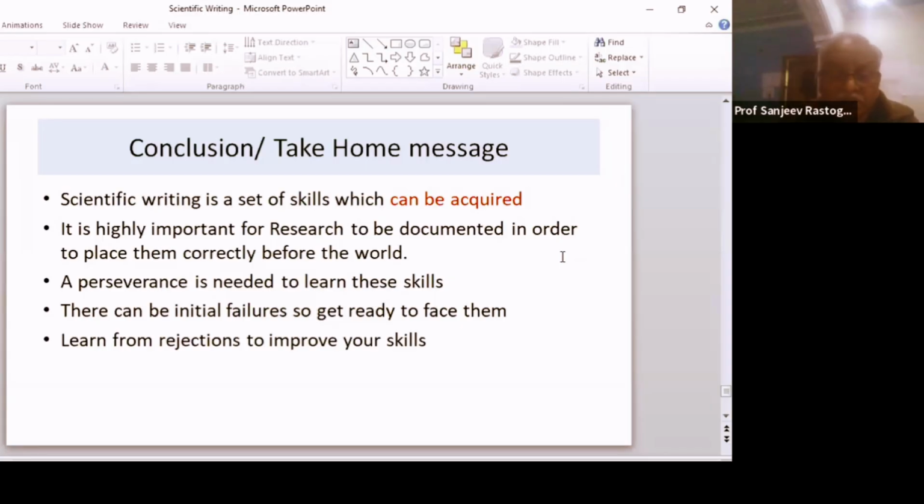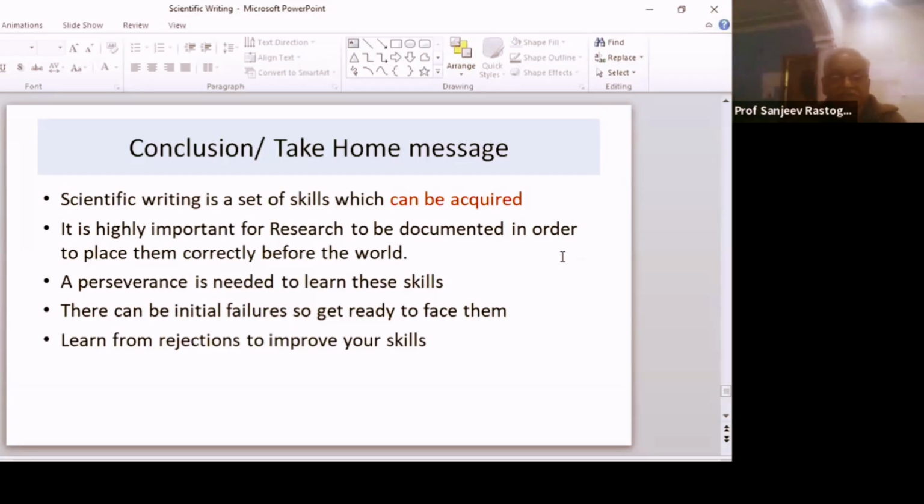So this is the importance of documentation. Every time we say that unless or until research is documented, it is no research, because it is not being shown to the world. Nobody knows that this research has been done. So you need to document it. And this is the importance of scientific writing.